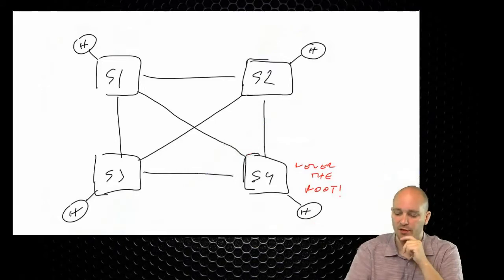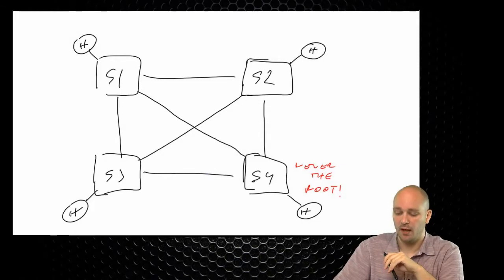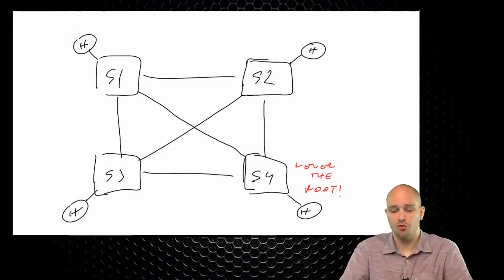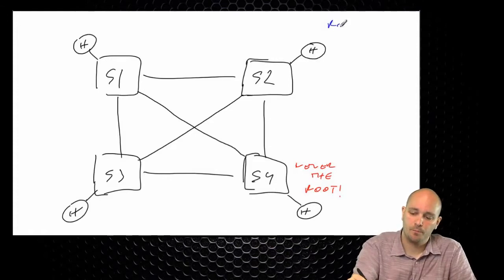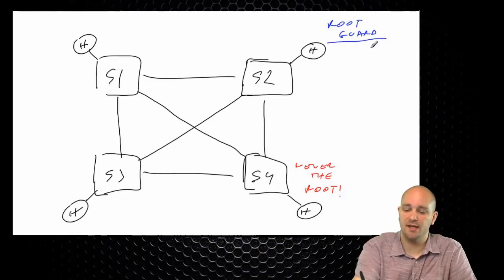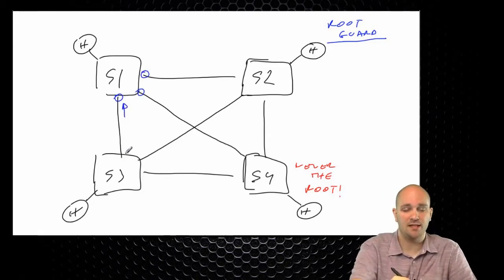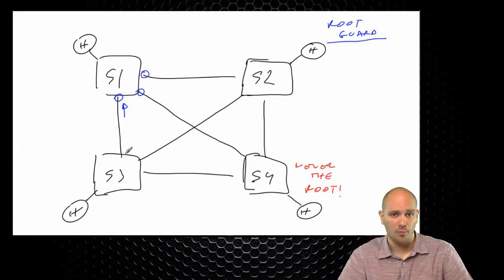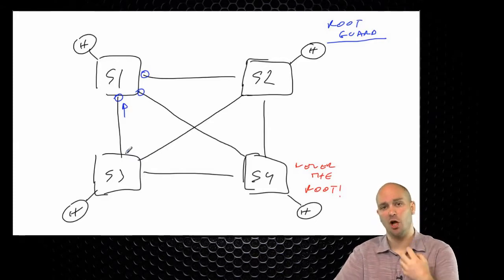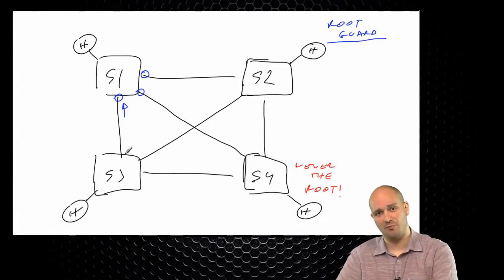Let's try another possible solution. Now, there is an advanced feature in our spanning tree, which is called the root guard. Now, what root guard does is it can be configured on the interfaces. And if we receive a BPDU that is called a superior BPDU, which is a BPDU that is better than our own, better than the BPDU of the current root, we are actually going to block that port.